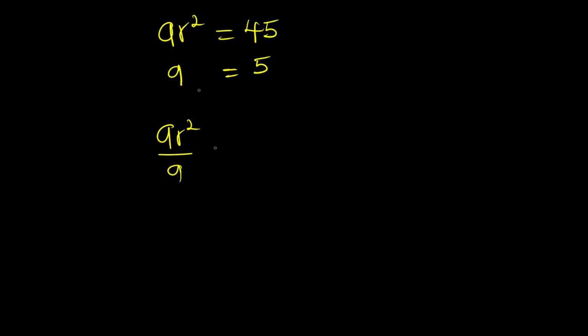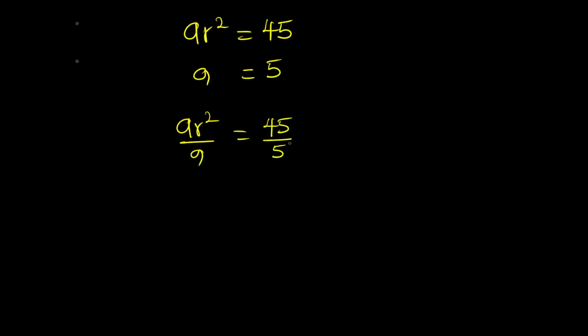We are told that the third term, which is ar squared, is equal to 45, while the first term, which is a, is equal to 5. Looking at these two equations, we realize that it's easier to eliminate a by division. Hence, we are going to have that our ar squared all over a will be equal to 45 over 5. Proceeding further, we are going to have that our r squared is equal to 9. Therefore, our r is equal to 3.